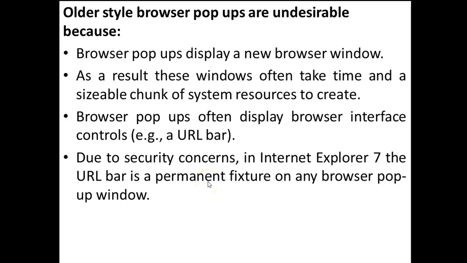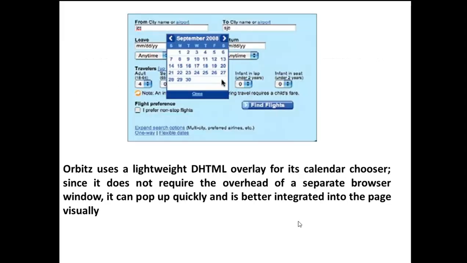Older style browser pop-ups are undesirable because they display a new browser window. As a result, these windows often take time and a sizable chunk of system resources to create. Browser pop-ups often display browser interface controls, for example the URL bar. Due to security concerns in Internet Explorer 7, the URL bar is a permanent fixture on any browser pop-up window.